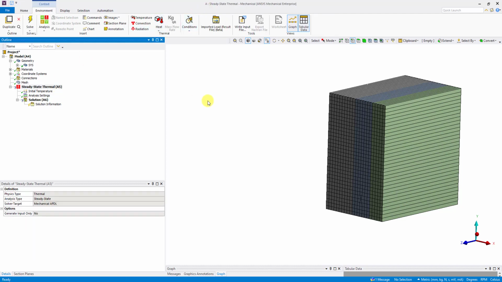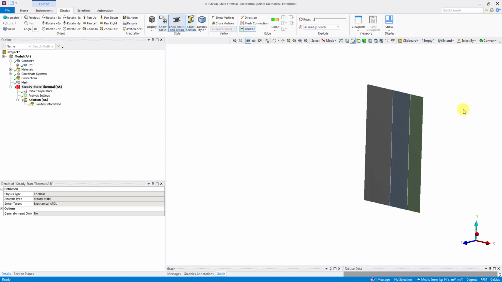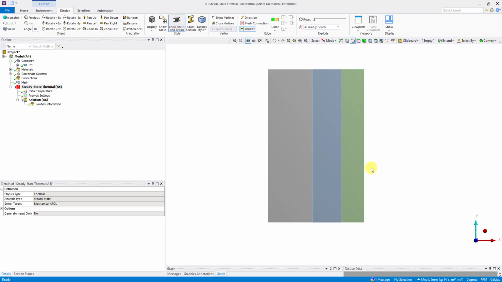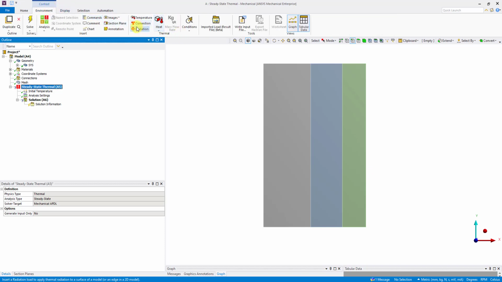Now let's provide the loadings. I will first of all switch off the show mesh option. Yeah, so this is my object. Let me look into the Z and let me zoom in and place it in proper position. Okay, so we'll go to the environment.